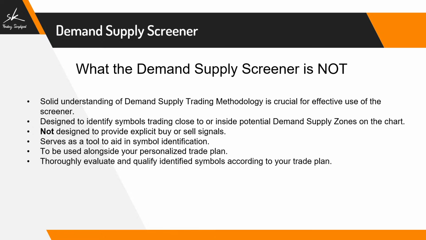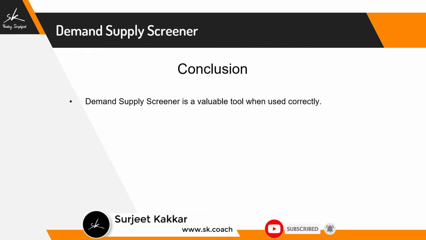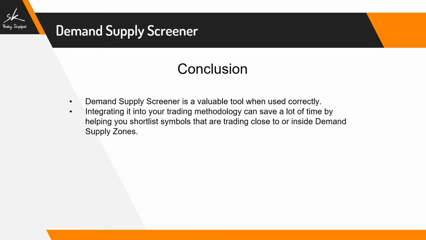And definitely you need to thoroughly evaluate and qualify the symbols which are getting shortlisted. And I'm pretty sure most of you know that in demand supply methodology, we have a very mechanical process using which we understand the quality and the probability factor of the zone, and only if those factors allow us to take that particular zone, then we use that particular zone. So in conclusion, the demand supply screener is a very valuable tool when used correctly, and you can integrate it into your trading methodology, and it can save you a lot of time by helping you shortlist symbols that are trading close to or inside demand and supply areas.